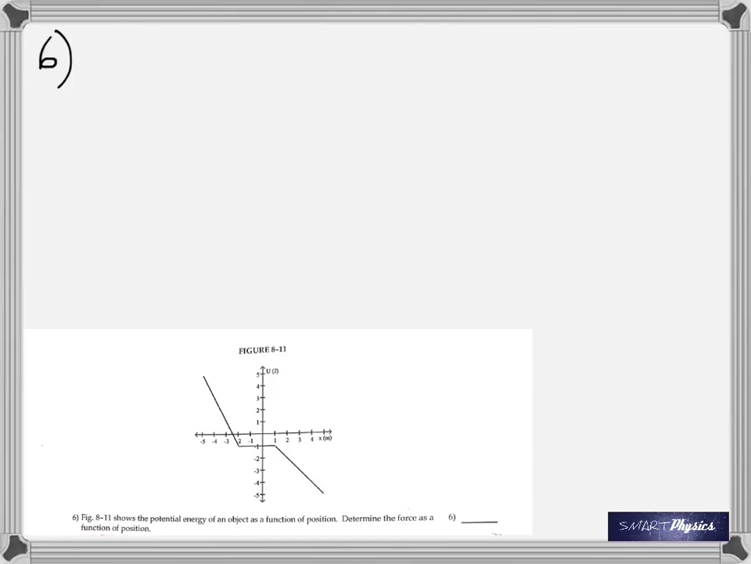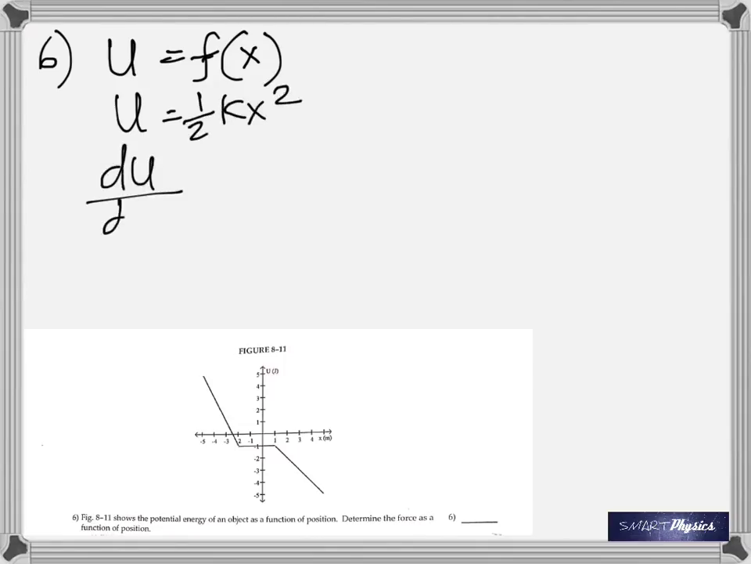What are you asked to find? Find the force. Find the force as a function of position. So all you got to do is, okay, there I've written it slightly different, but it's the same thing.